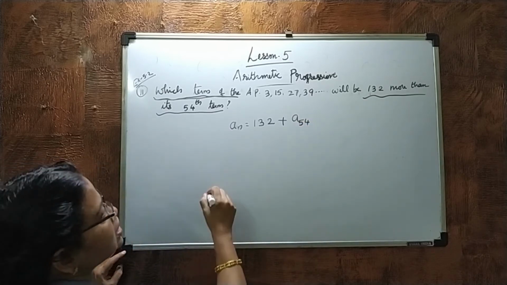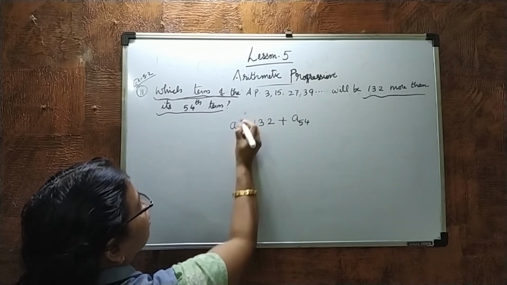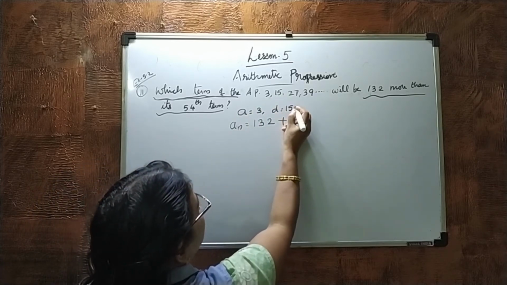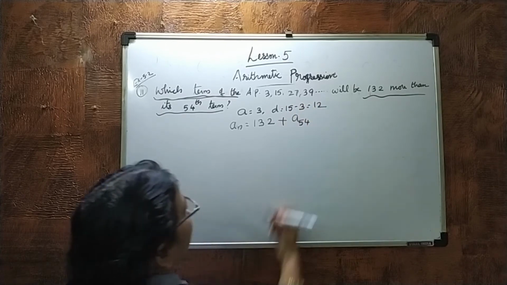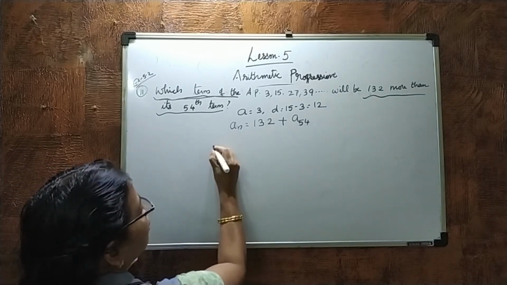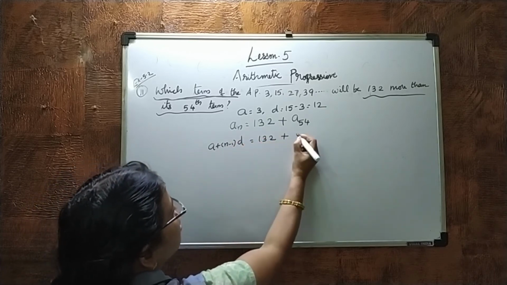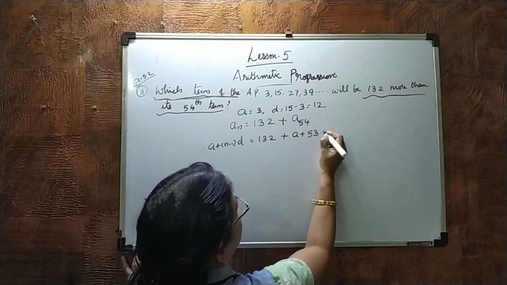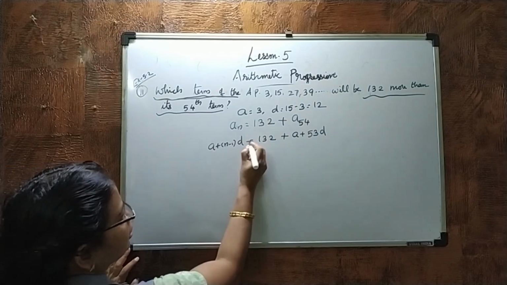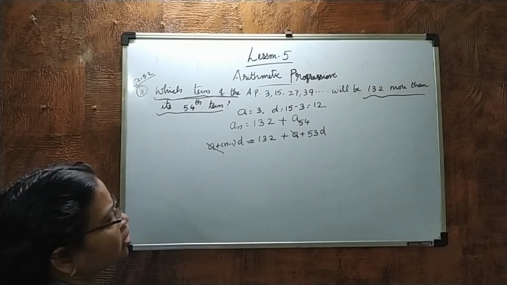Right? Now what all things are given? That also you have to write. The AP is given, and A is equal to 3, and what is D? It is an AP, so 15 minus 3 only need to find out, it is 12. So A is equal to 3, D is equal to 12. Now here we will expand. An means A plus n minus 1 into D equals 132 plus A plus 53D, right? So A and A we can cancel because in the middle there is an equal sign, and the same sign is there for A, so we can cancel it.